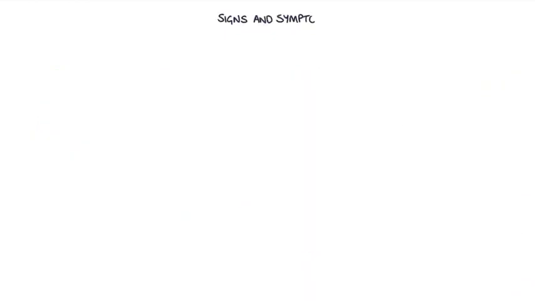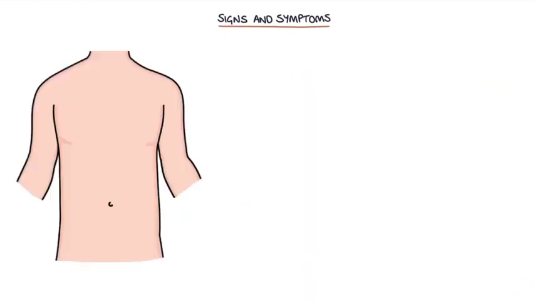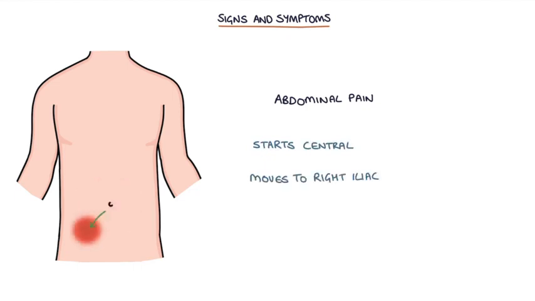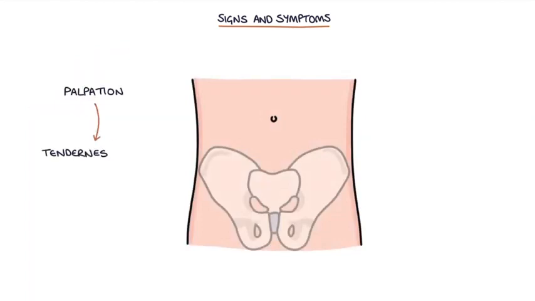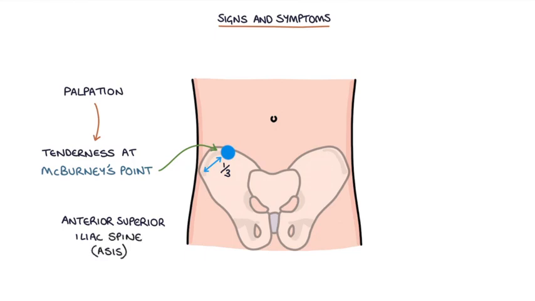Let's talk about the signs and symptoms. The key presenting feature of appendicitis is abdominal pain. This typically starts as central abdominal pain that moves down to the right iliac fossa, or RIF, within the first 24 hours, eventually becoming localized in the right iliac fossa. On palpation of the abdomen, there is tenderness at McBurney's point. McBurney's point refers to a specific area one third of the distance from the anterior superior iliac spine, or ASIS, to the umbilicus, or the belly button.